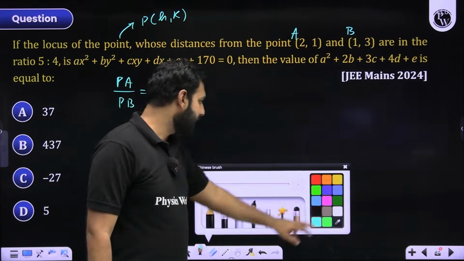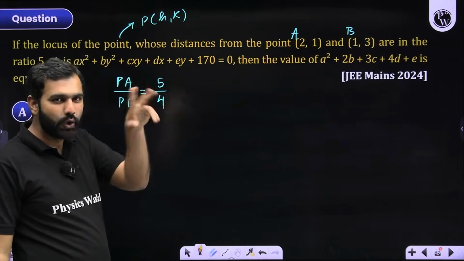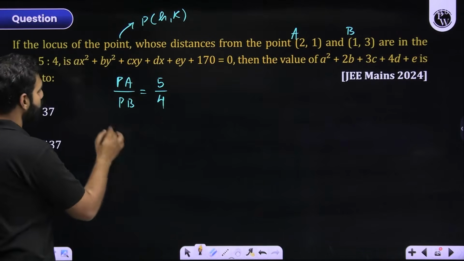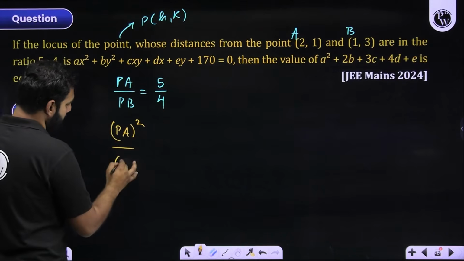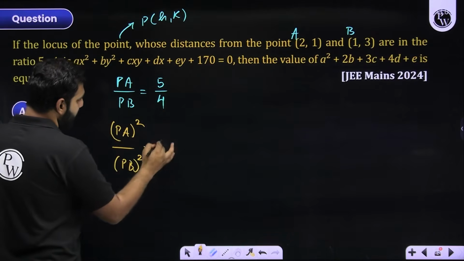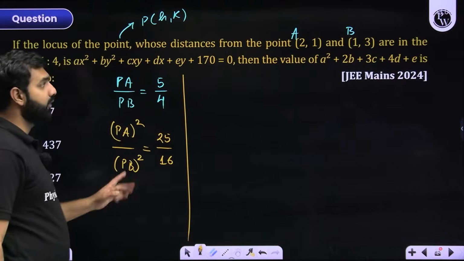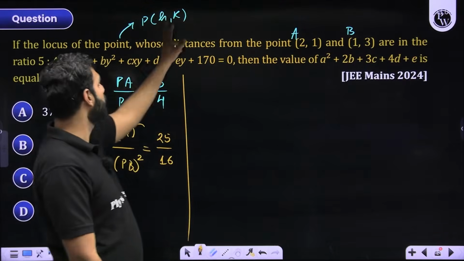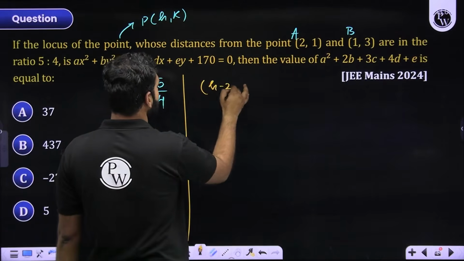Now, if that ratio is given, of course, I'm going to use the distance formula. So to avoid that under root sign, can I square both these sides? So when you square both these sides, it is going to be PA square by PB square, but on the right hand side, it will become 25 by 16. I hope there is no doubt on it. So what is going to be PA square? PA square is going to be (h, k) from (2, 1). It is going to be h minus 2.